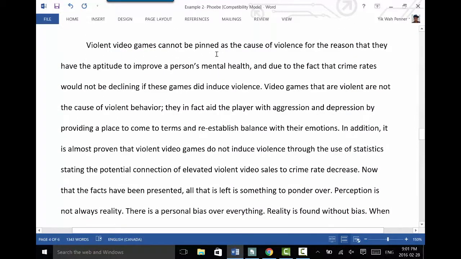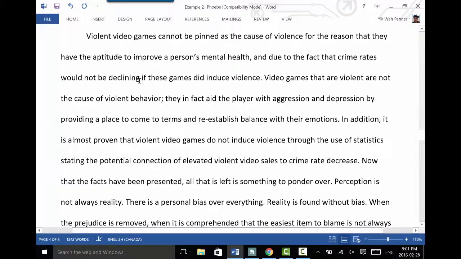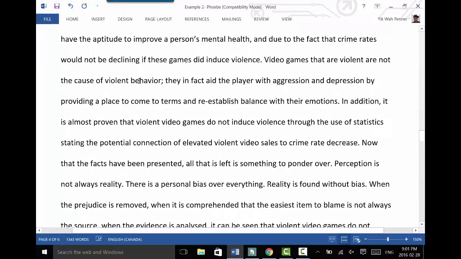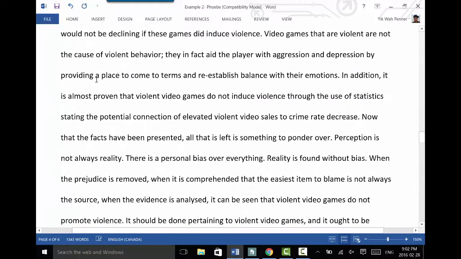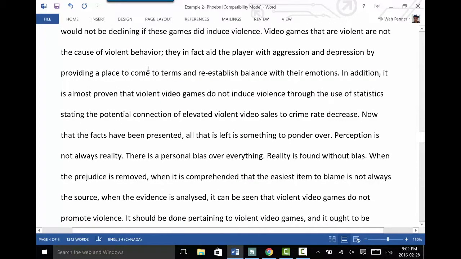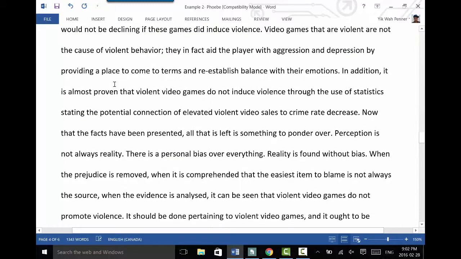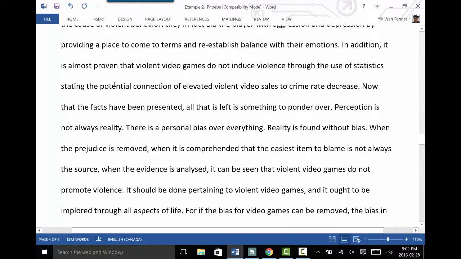Violent video games cannot be pinned as the cause of violence for the reason that they have the aptitude to improve a person's mental health, and due to the fact that crime rates would not be declining if these games did not induce violence. Video games that are violent are not the cause of violent behavior. They are, in fact, an aid to the player with aggression and depression by providing a place to come to terms and reestablish balance in their emotions.